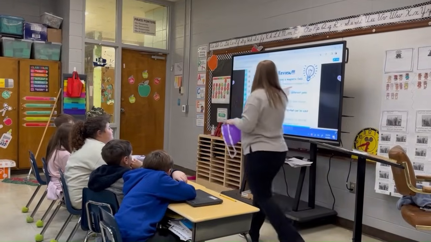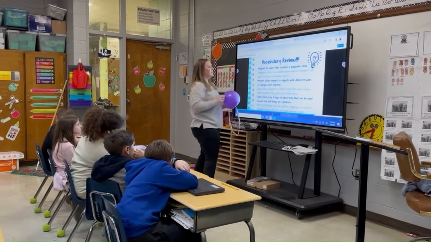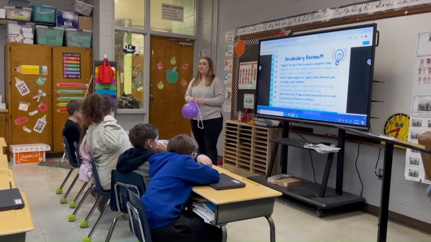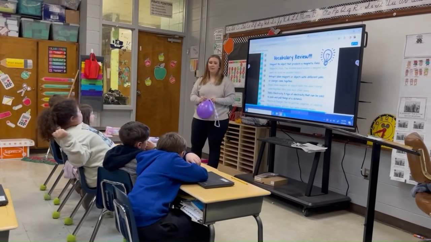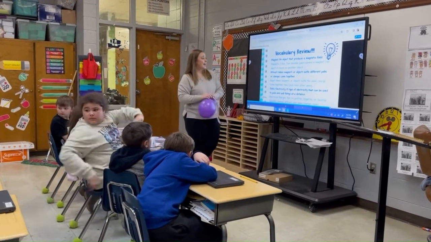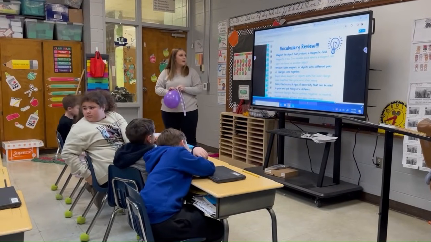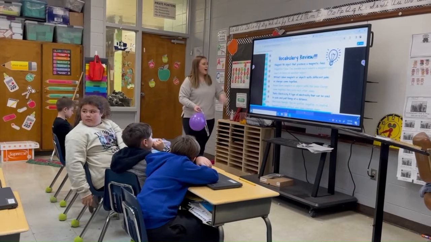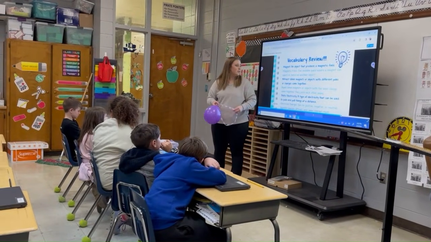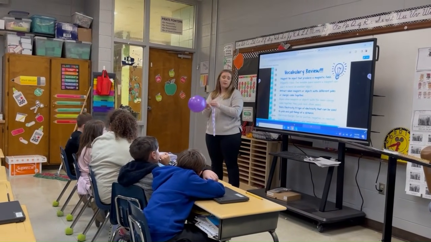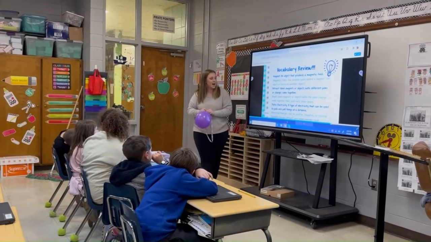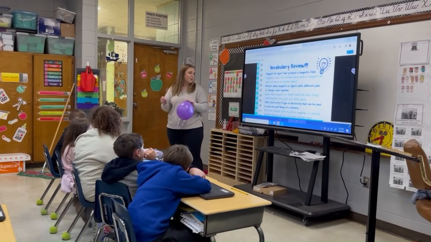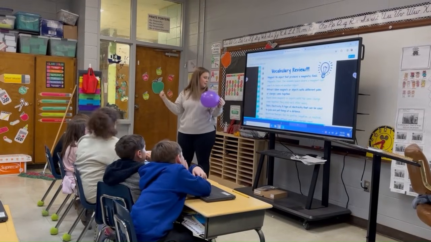Alright, so now we're going to go over the vocabulary that we learned in this lesson. The first word we learned was magnet, which is an object that produces a magnetic field, things that you're passing around. Magnetic field is the invisible space where a magnet can exert its force on another object. Attract is when magnets or objects with different poles or charges come together. Repel is when magnets or objects with the same charge come together and push each other away.